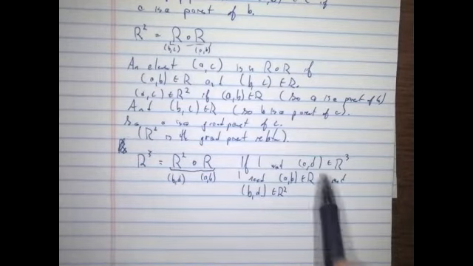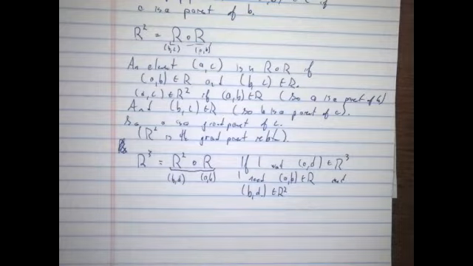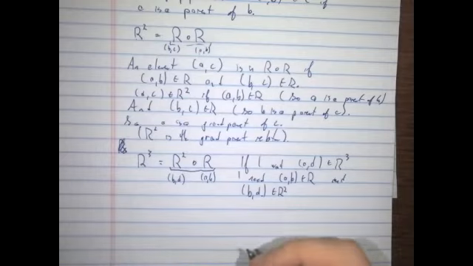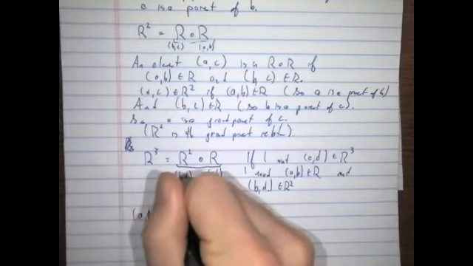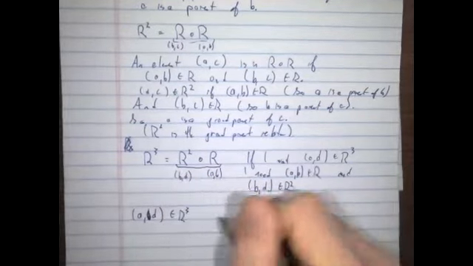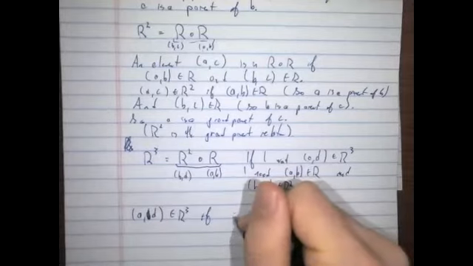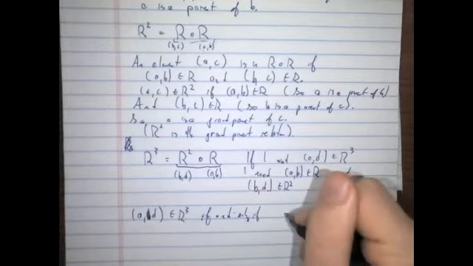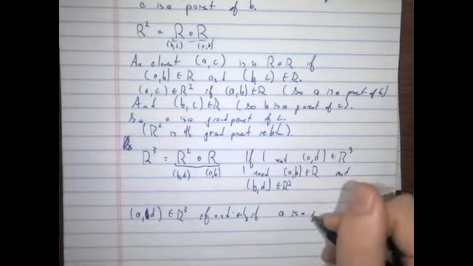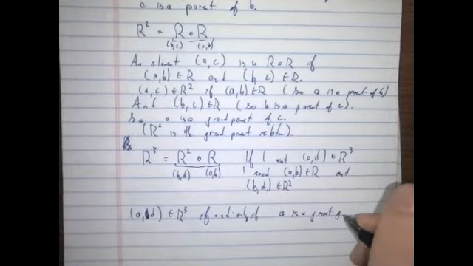So what is the relationship between A and D? Yeah, this means A, D is inside R cubed if and only if A is a great grandparent of D.